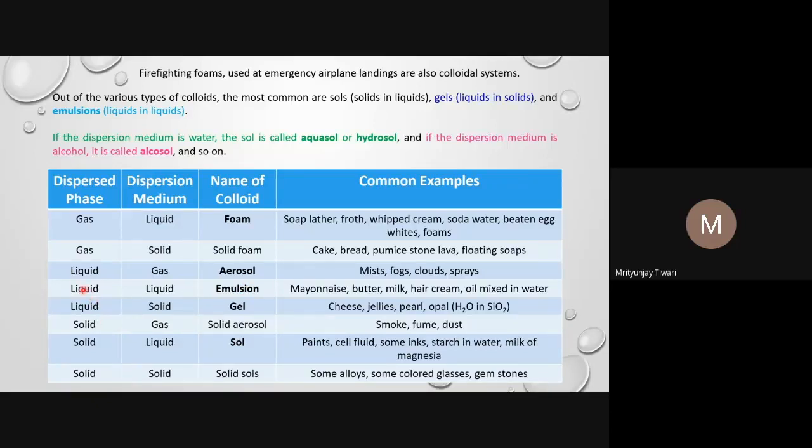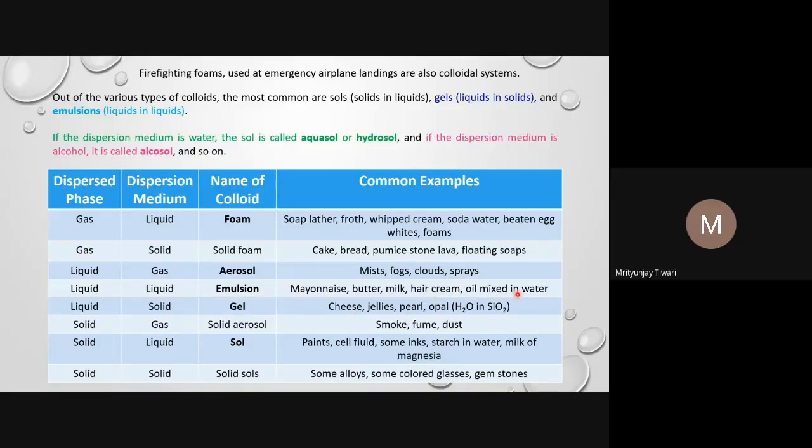Now, the dispersed phase is a liquid and the dispersion medium is also a liquid. The example is emulsion. Both the dispersed phase and the dispersion medium are liquid, and we call such a colloidal system an emulsion. An example is mayonnaise: oil as the dispersed phase and vinegar as the dispersion medium, and using them we form mayonnaise, so mayonnaise is an emulsion. Butter and milk are also examples of emulsion, as are hair cream and oil mixed in water.